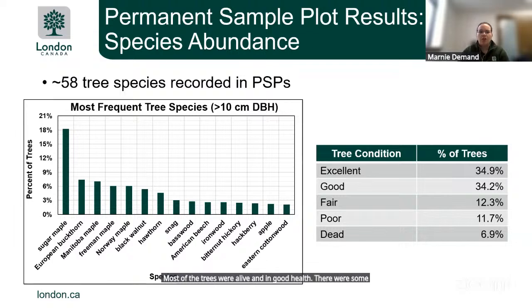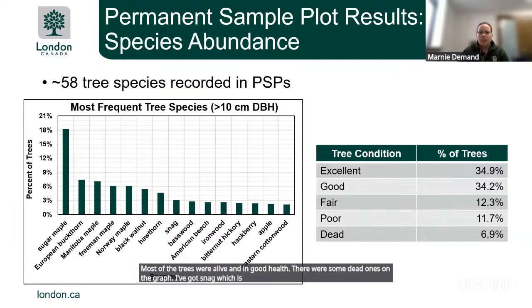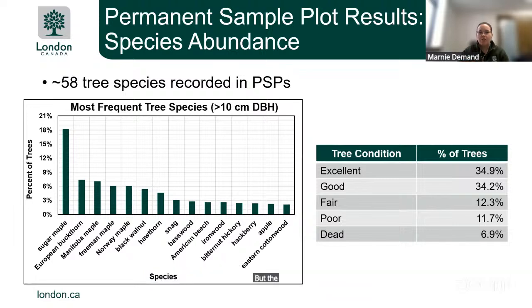On the graph, I've got snag, which was the unrecognizable species of snags. There were some other trees that were recognizable by species that were included and noted their condition as dead. But the ones that were snags on the graph are the ones that were basically without bark or twigs left.